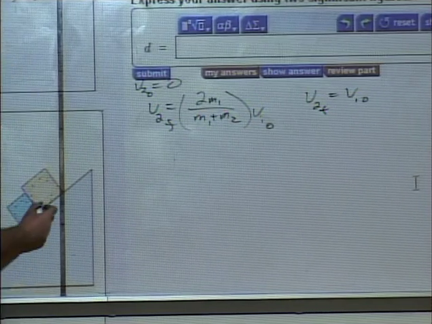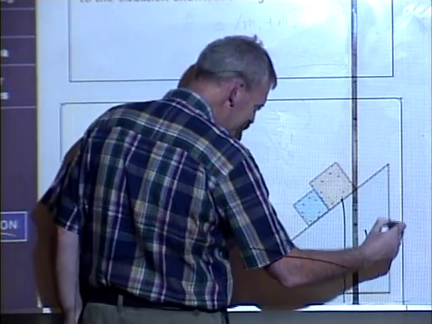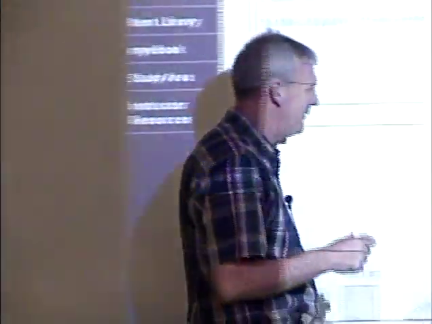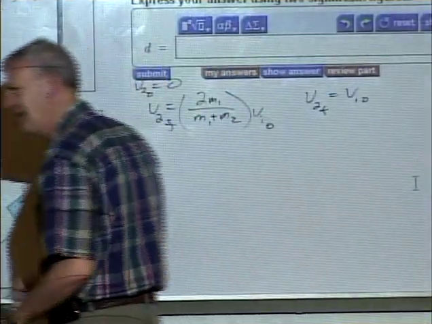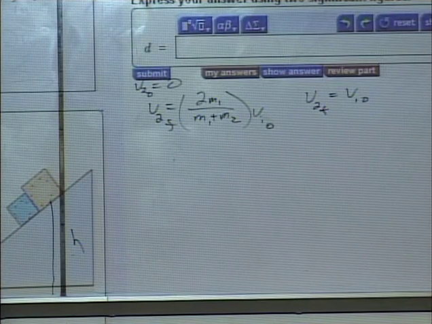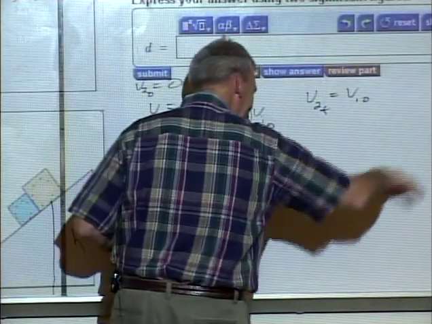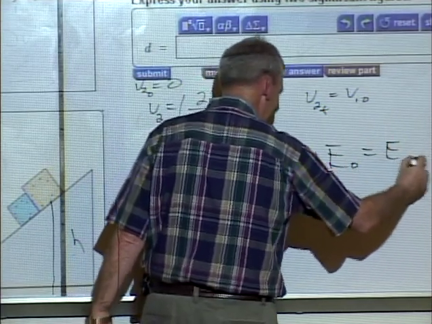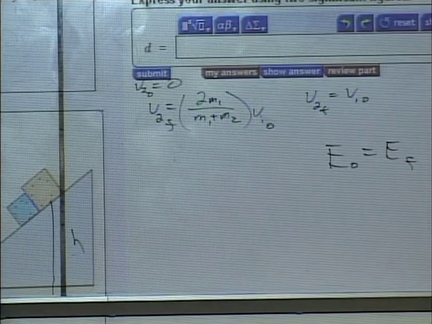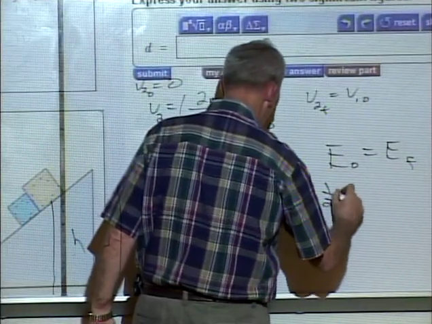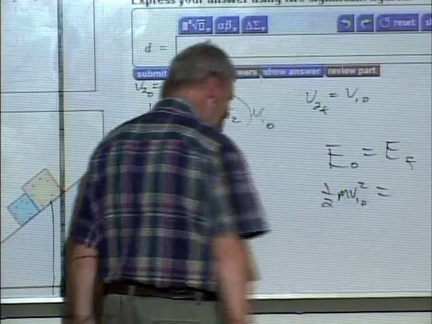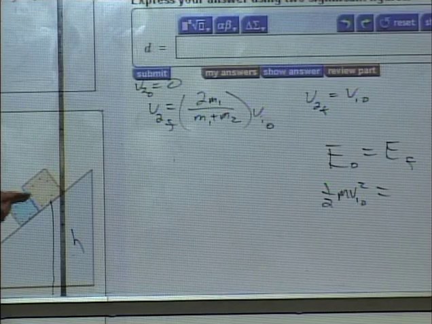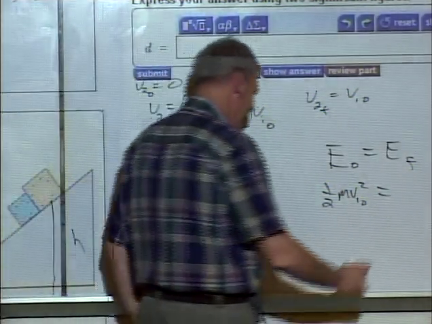Now here's what I did. I said, all right, if he's going to go up this high, they said no friction. So since there's no friction, everything's conserved, so I can use this. I got so excited when they said no friction because I could use this. E naught equals E final. So it's coming in with 1/2 mv1 naught squared, that's its initial kinetic energy, and then it's going to stop up here at mgh.